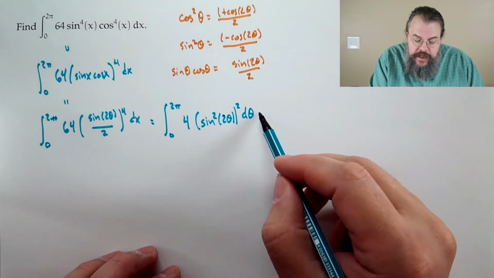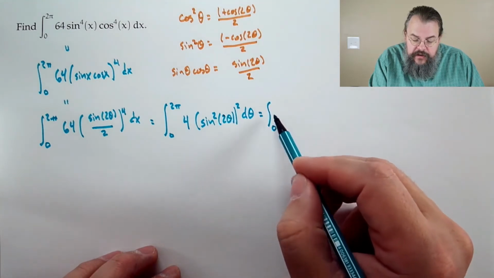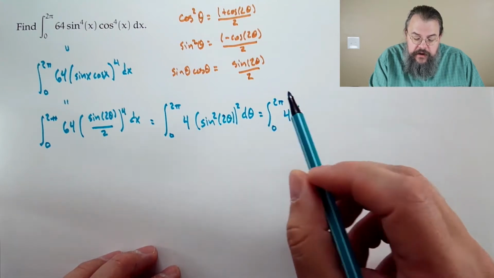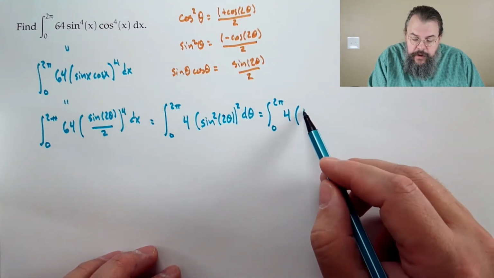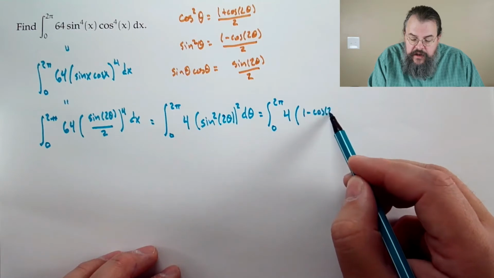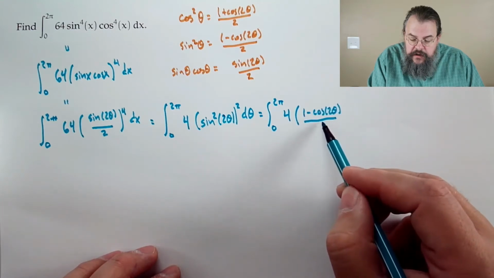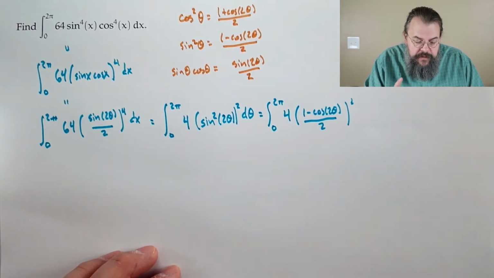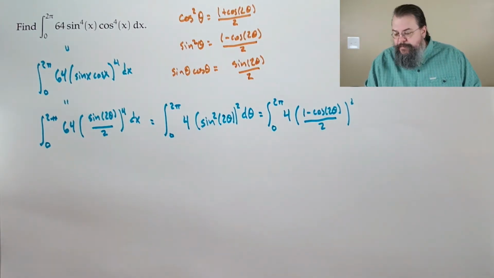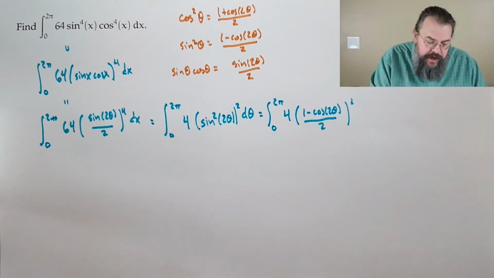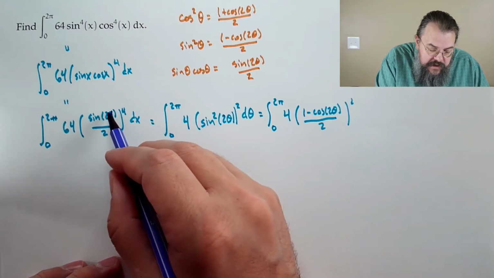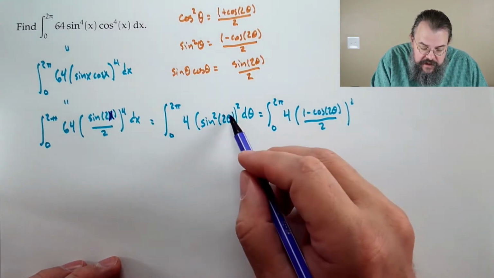So what do we get? Well, integral 0 to 2 pi. We're going to have 4. And now sine squared comes 1 minus cosine 2 theta over 2 squared. Except I've made some mistakes here. Aha! Let me correct myself. This is very, very bad. I can't believe I did that. See, I used x here. This should be an x there. Okay, so that's an x there.